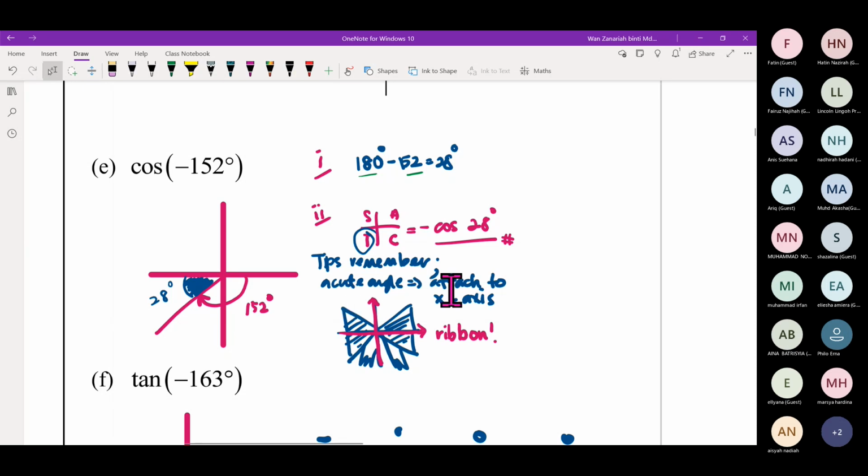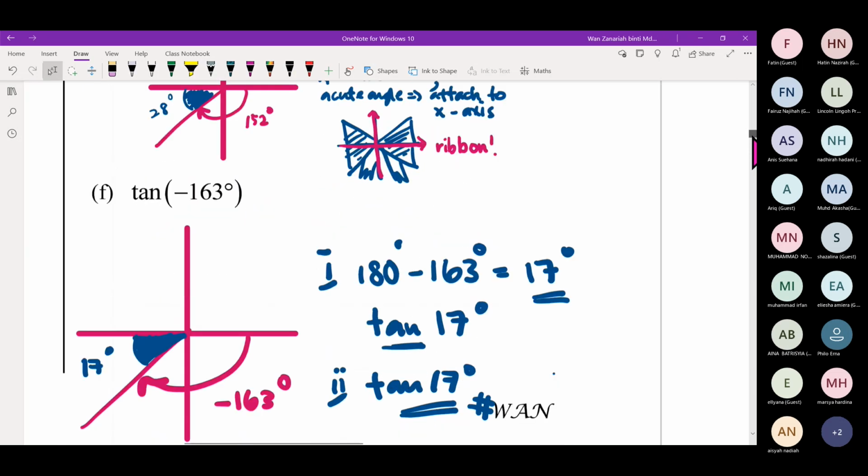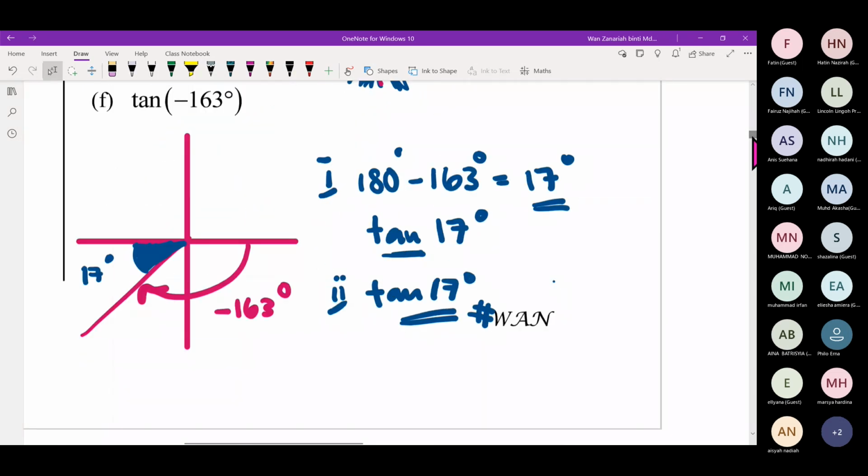Okay, the tip to remember that I said just now: you have to have the ribbon attached to the x-axis. That is your acute angle. Other people don't know about the ribbon. Only your class. I mean like DFP1 and later DFP3.